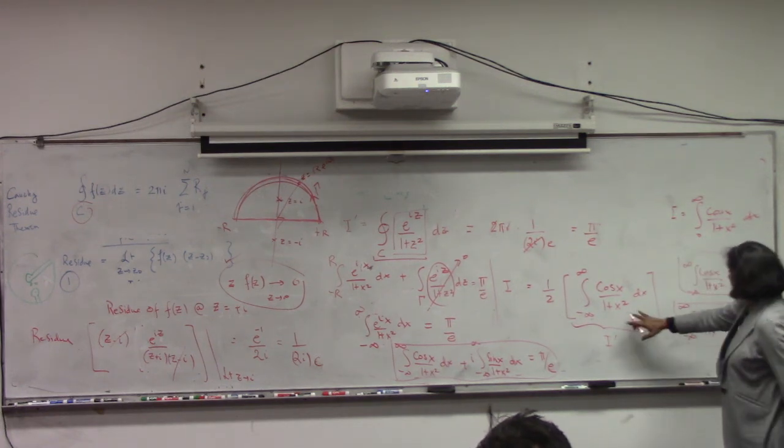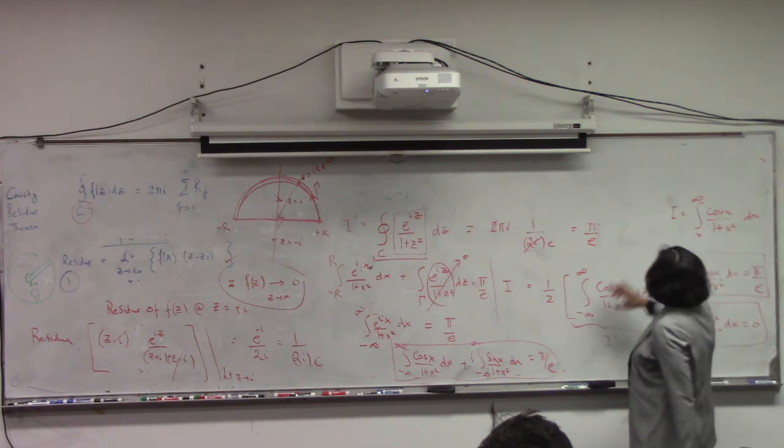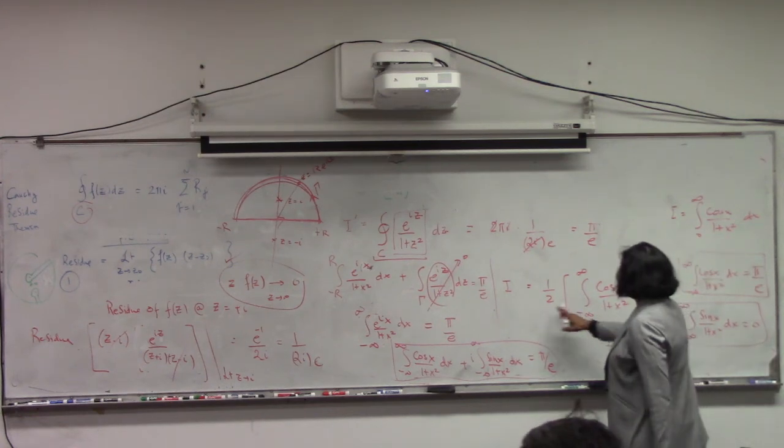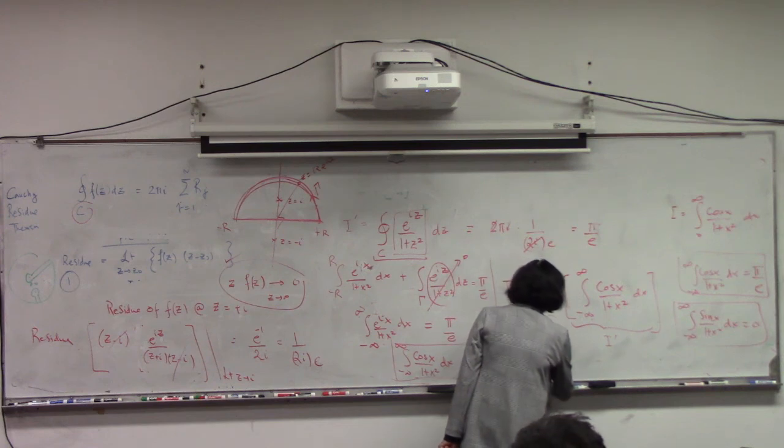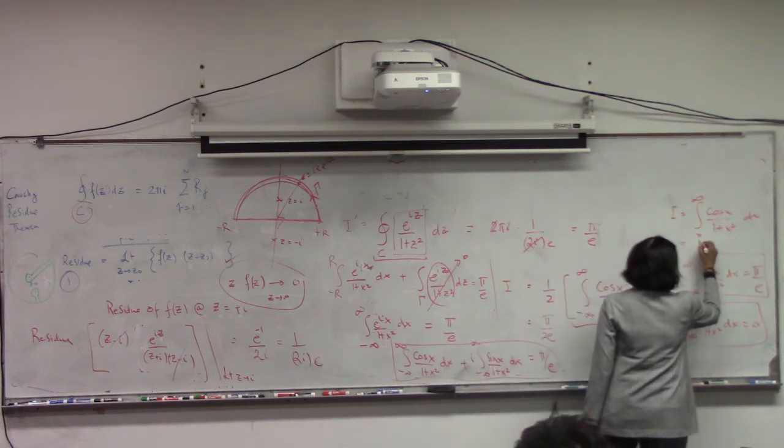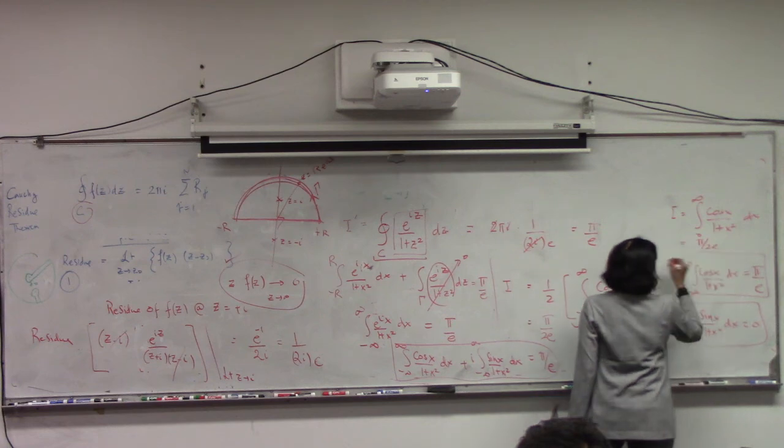Alright, so we got that. So the original integral that I had to calculate was 1 over half of that. So that is nothing but pi over 2. So this integral, which is from 0 to infinity, is nothing but pi over 2.